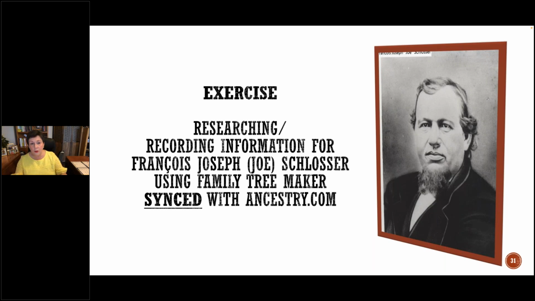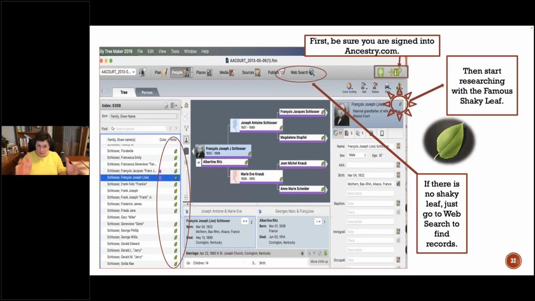So I'm going to show you how to research and record information using him as the subject matter, and using Family Tree Maker synced with Ancestry. So here we go. Again, you get this view when you open up your program, Family Tree Maker. And on the left there, I put Joe's name in, Francois Joseph Joe Schlosser, and it pulls up this screen that you see in the middle with his father, his wife, his mother.